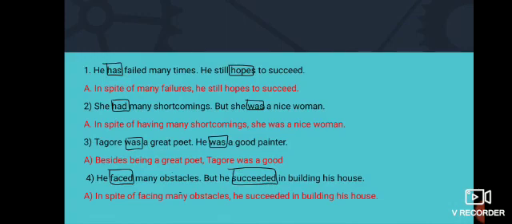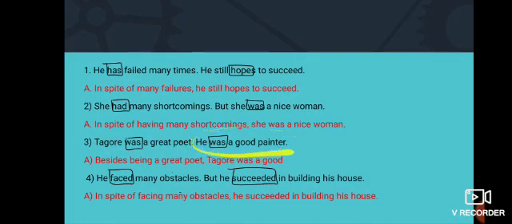Next, Tagore was a poet. He was a good painter. So this is showing joining. These two statements are joining. This shows that he was not only a great poet but also a good painter. So it is used for the purpose of joining. So you can use besides. Now here two finite verbs are there again.